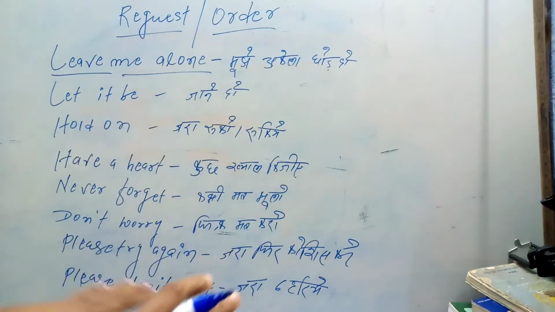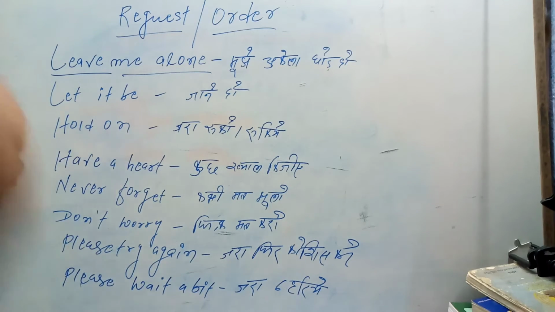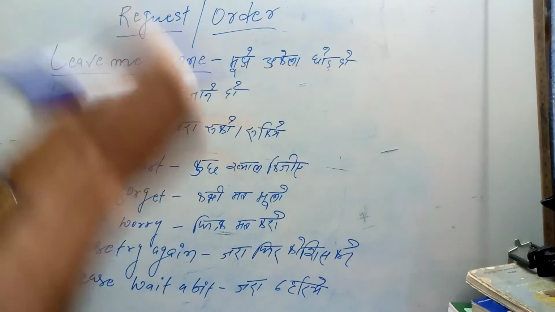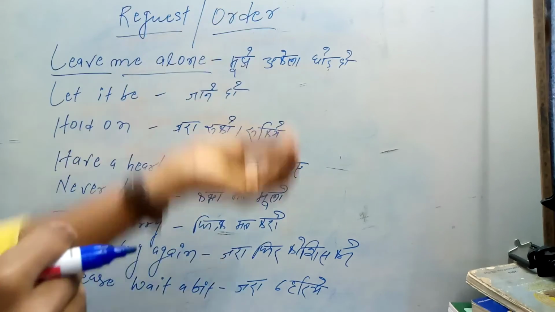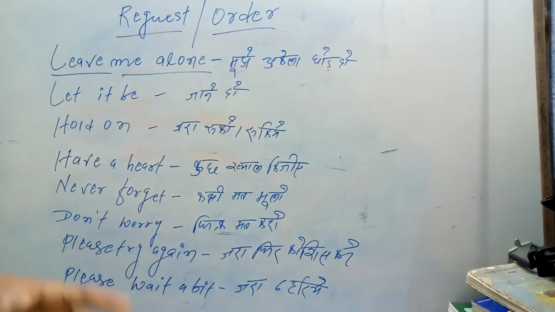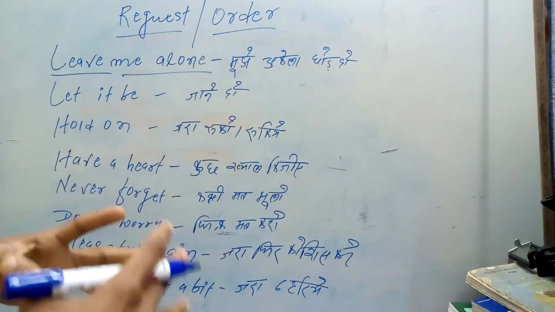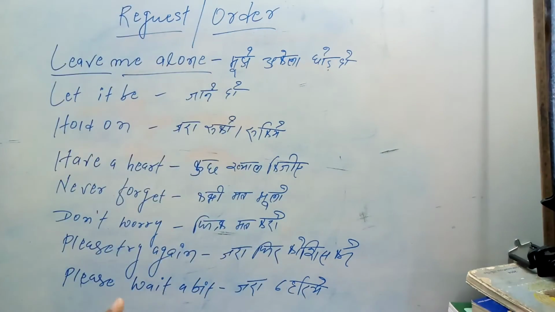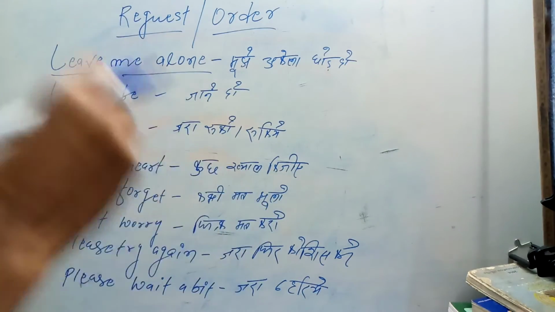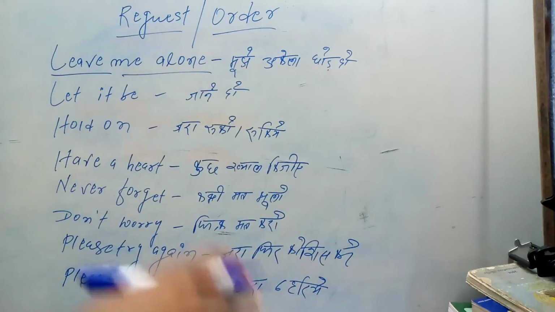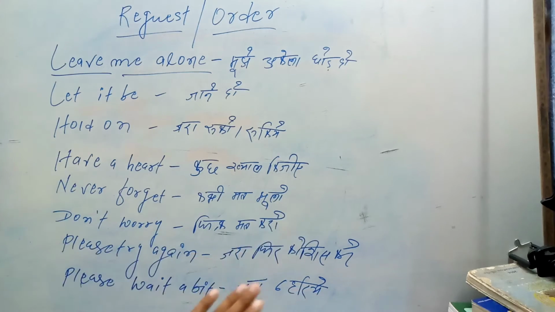Now, don't worry. If I am caring about something, a person, a thing, anything in this world, don't worry, if I have some cares related to that guy, that person, or anything, at that time I am going to request you, order you something. Don't worry, I'm suggesting you, don't worry, matlab fikr mat karo. Don't worry about what's happening, just be conscious, be confident about your life, about your career. Okay, so don't worry, fikr mat karo.